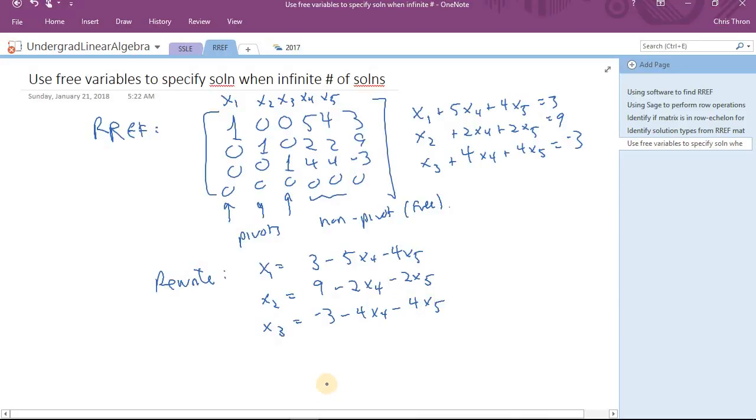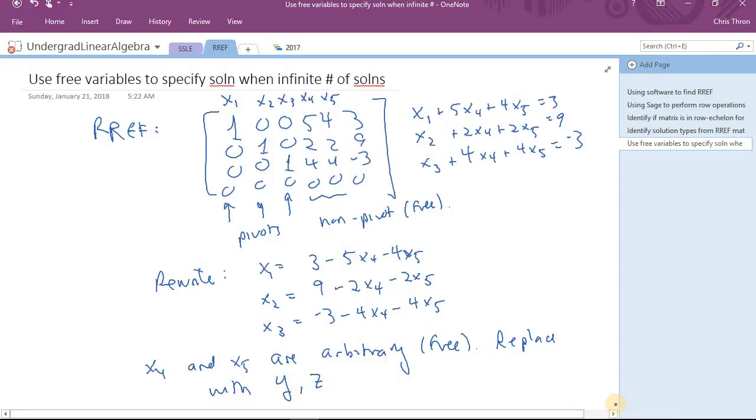Okay. So I have my basic variables and my free variables. Now often we replace the free variables with different letters like y or z, something like that, because these are arbitrary. So x4 and x5 are arbitrary. That's what it means that they're free. So I'll replace them with y and z.